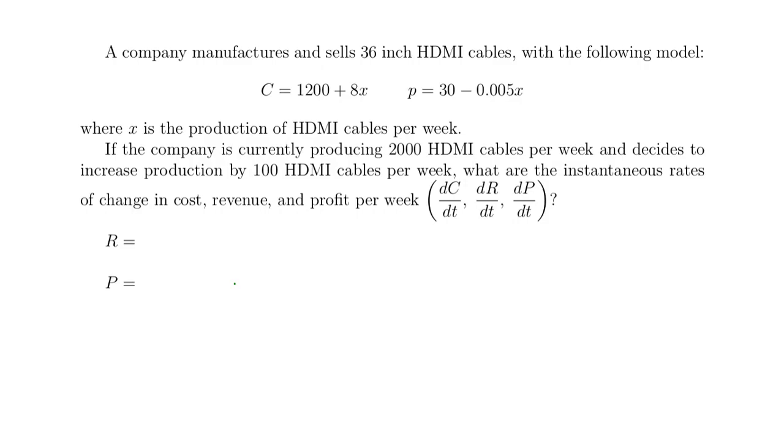So here's our example. We've got some sort of a company that's manufacturing and selling HDMI cables. They've got a cost function here. They've got a price-demand equation. Remember that little p is price, not profit. So that means that for x number of items, we've got some sort of a price that they can charge. And x is the production of those HDMI cables per week. So we're looking at weekly production.